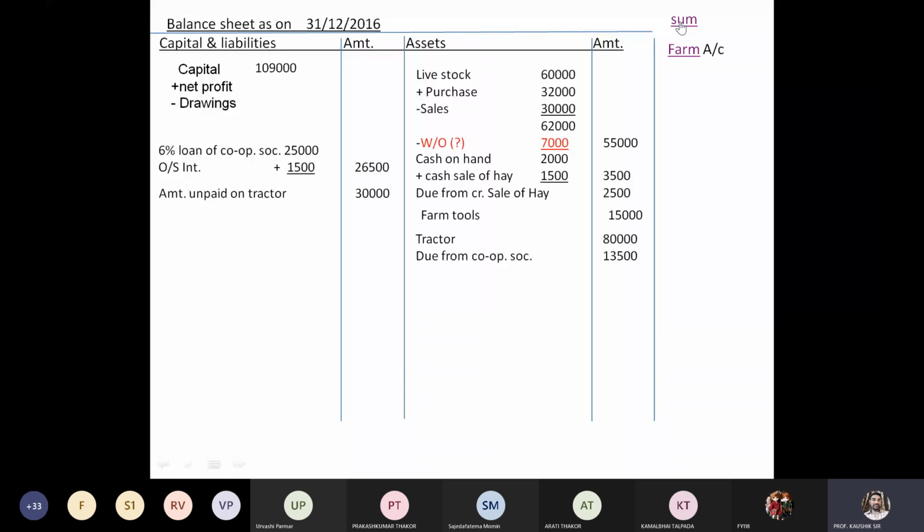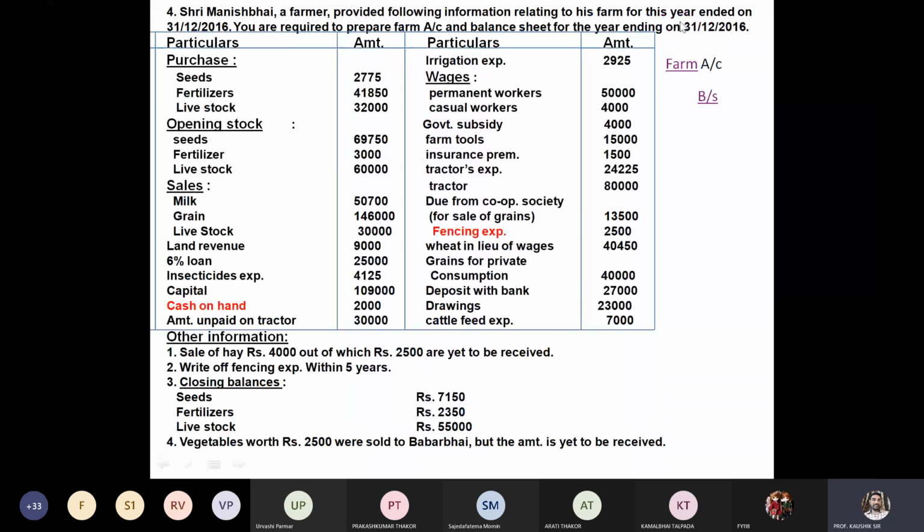Go to the sum. Fencing expenses 2,500. So the instruction is there in the second adjustment. Write off fencing expenses within 5 years. 5 વર્ષમાં ખર્ચ માંડી વાળવાનો છે એટલે એક પંચમાંશ, 2500 ના એક પંચમાંશ 500 રૂપિયા. Rupees 500 will be written off in the current year.